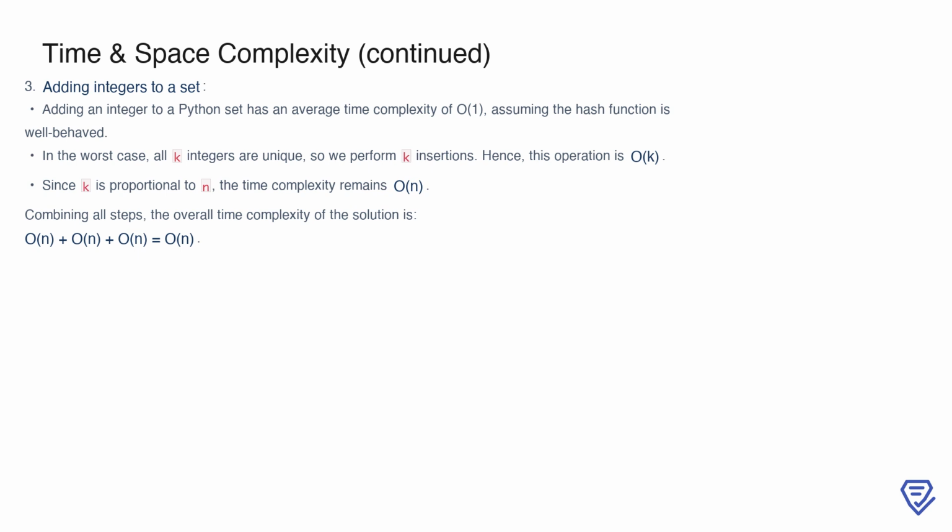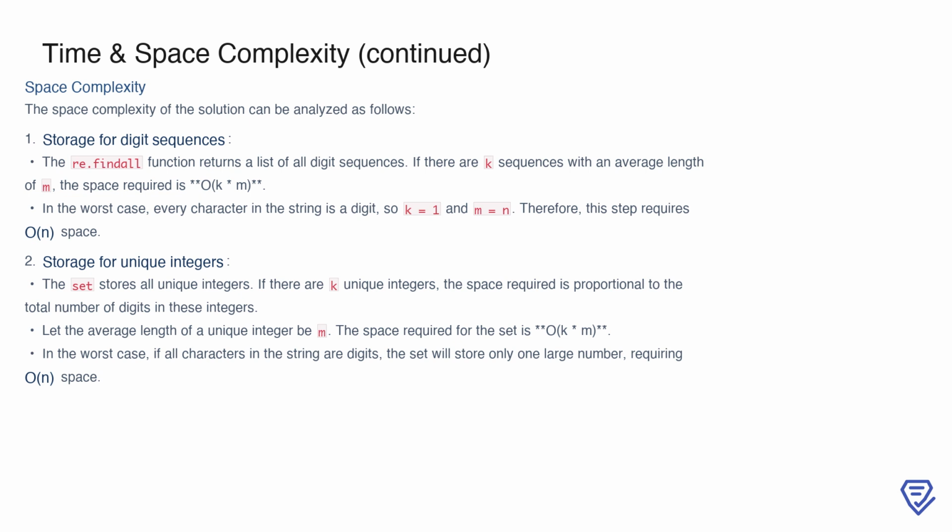When we combine the complexities of all these steps, O(n) for finding digit sequences, O(n) for conversion, and O(n) for set insertion, the overall time complexity of the solution is O(n). Now let's analyze the space complexity. First, consider the storage used for digit sequences.